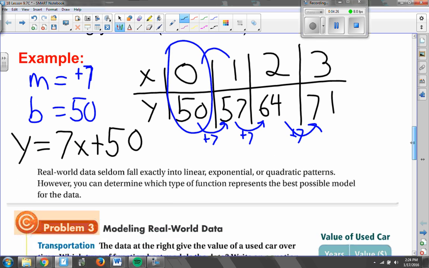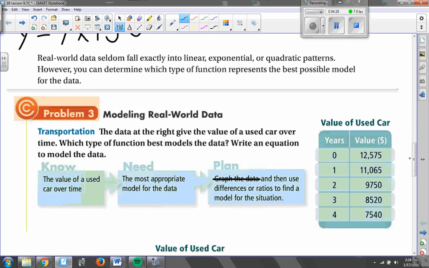Now, one important point before we get into the meat of the problem that we're being asked to do today is that real-world data, which is what we'll be dealing with, real stuff, very seldom falls exactly into one of these patterns. Exactly meaning they have exactly the same ratio, exactly the same difference, and so on. However, we can determine which type of function is the best possible model for the data, and then we can write that equation. Okay, so we're going to decide which one is the best. None of them probably will be perfect.